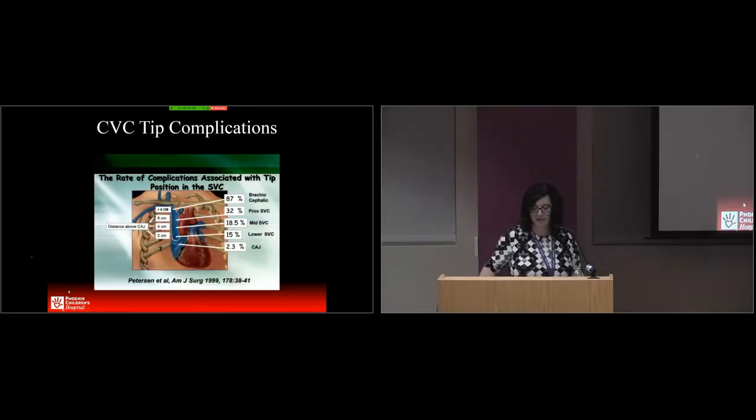Here's another study by Peterson et al. looking at catheter tip position and the rate of complication. And what you see again is that there's an 87% incidence of complications when the catheter tip was in a brachiocephalic vein, 32% in the upper SVC, and then when you go lower into the SVC, the complication rate is much lower. So again, it just brings home catheter tip position.